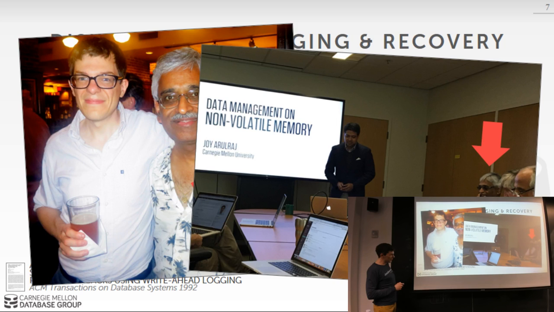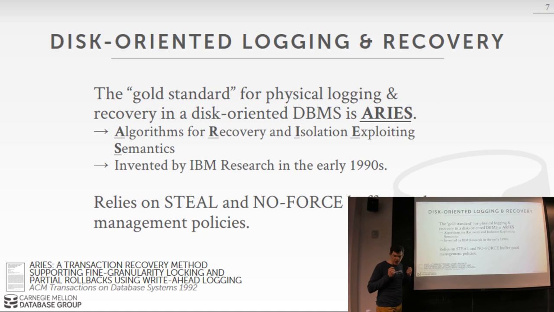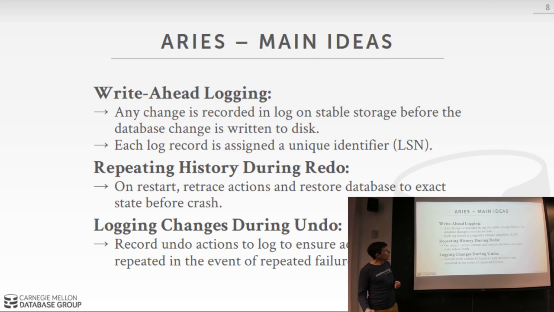Anyway, this is the gold standard. I wouldn't have you read this paper because it's super long, but it really lays out exactly how to make sure that you don't lose any data no matter what happens in your database system, and I really like it. So what are the main ideas in Aries? Again, they use a write-ahead log to record all the changes that transactions make to the pages in the buffer pool, and that has to be written out to stable, non-volatile storage before transactions are allowed to commit.